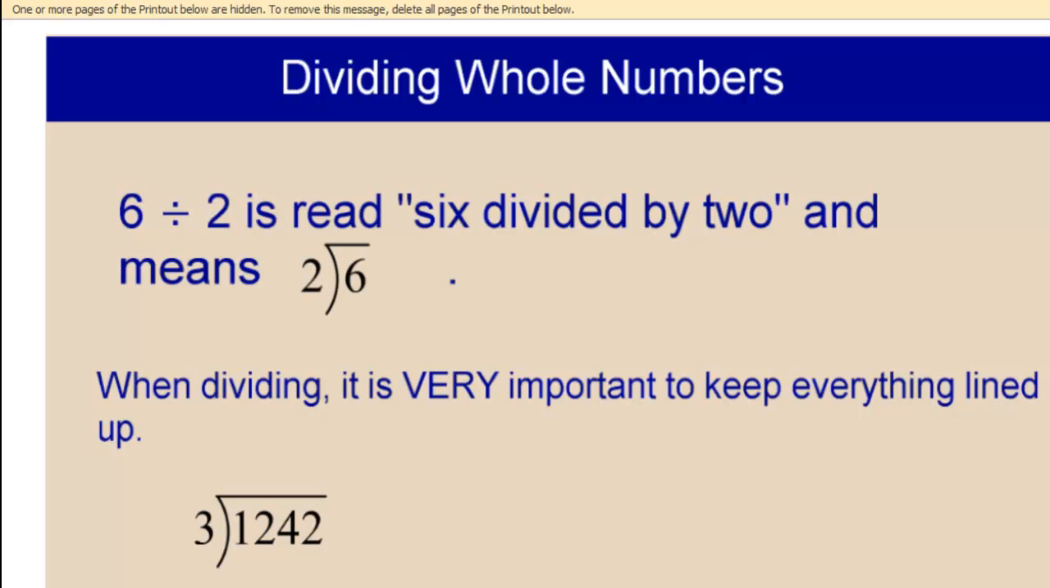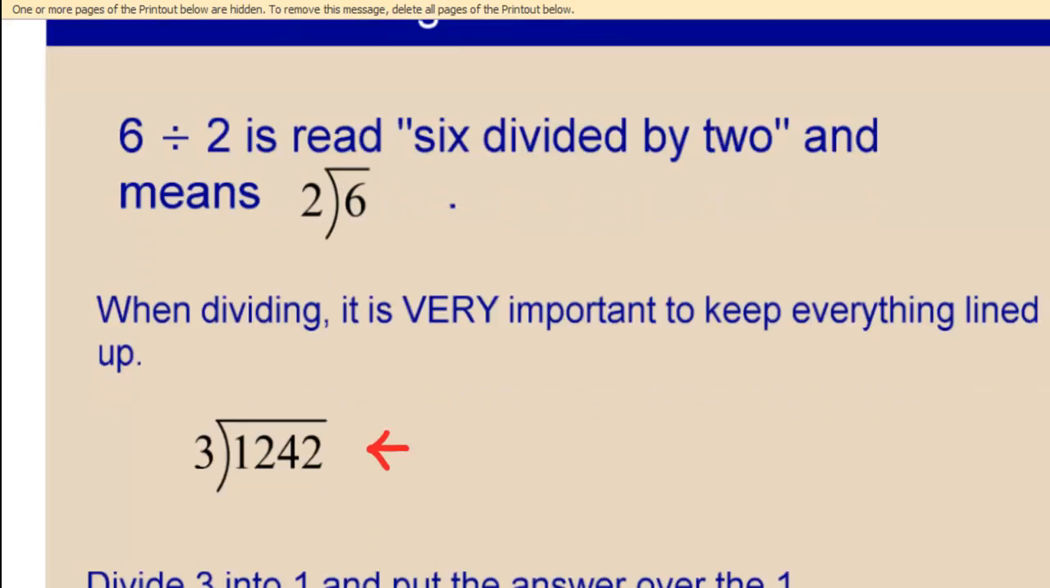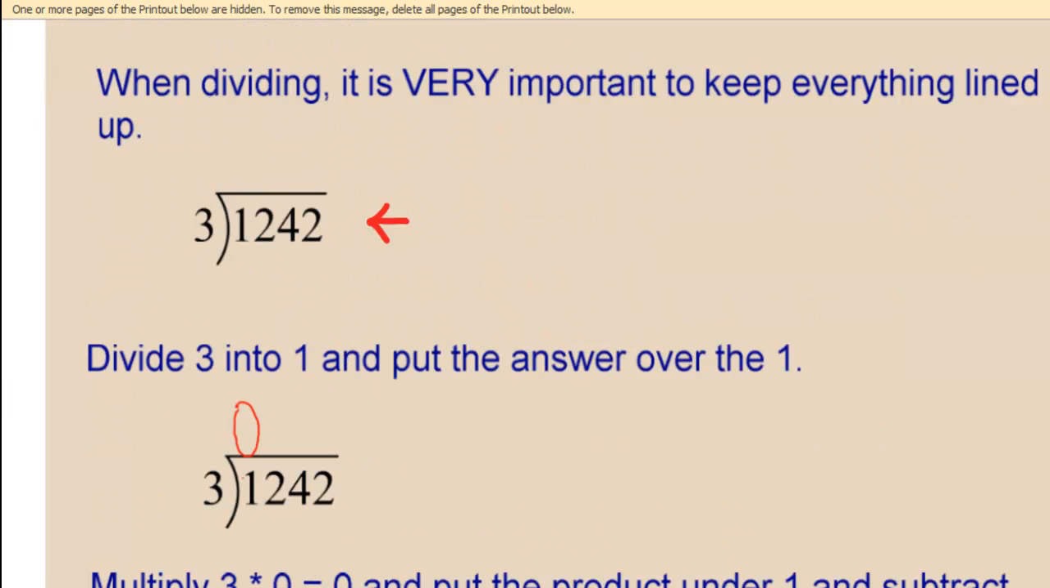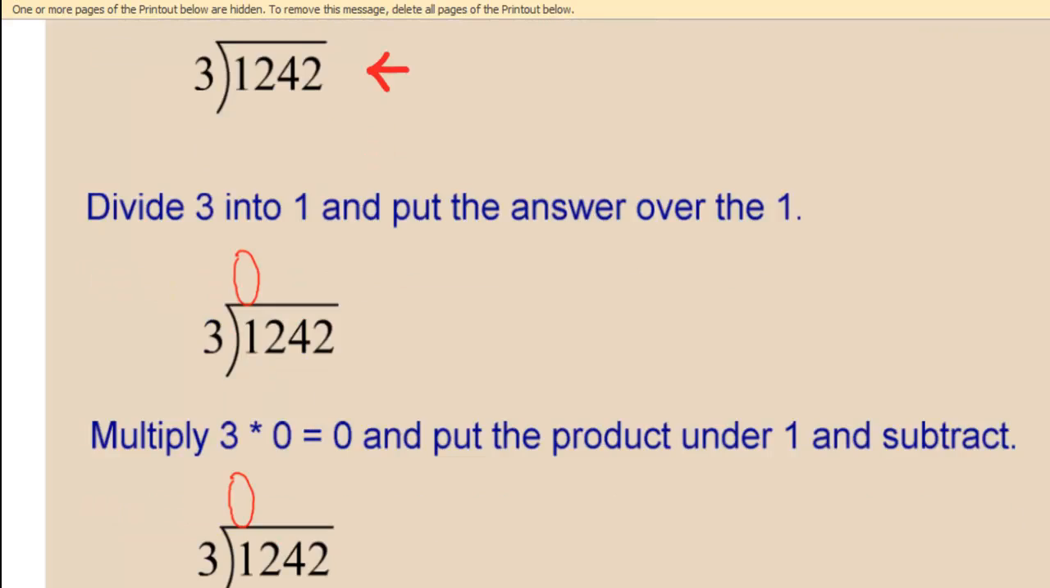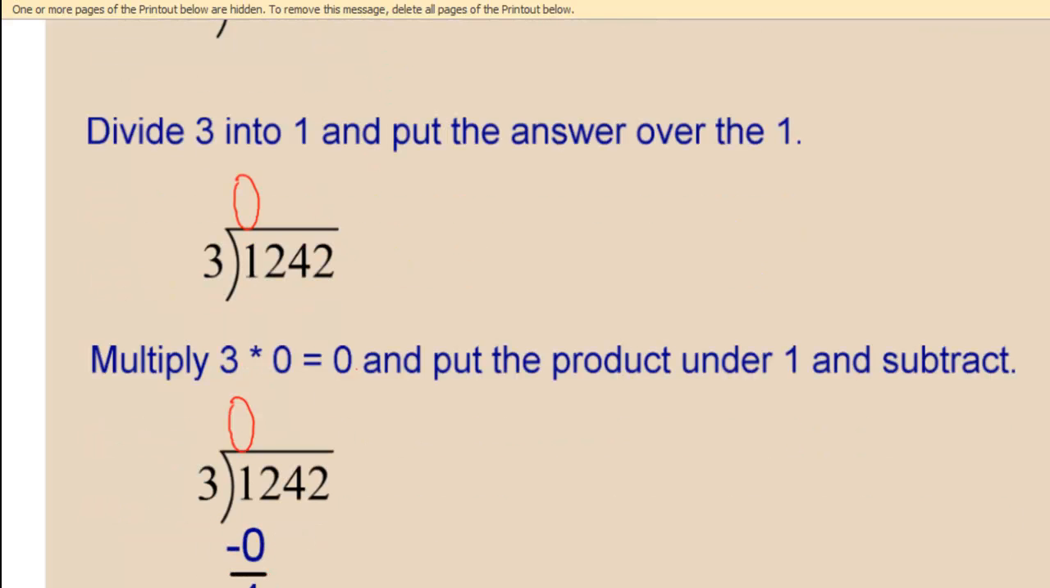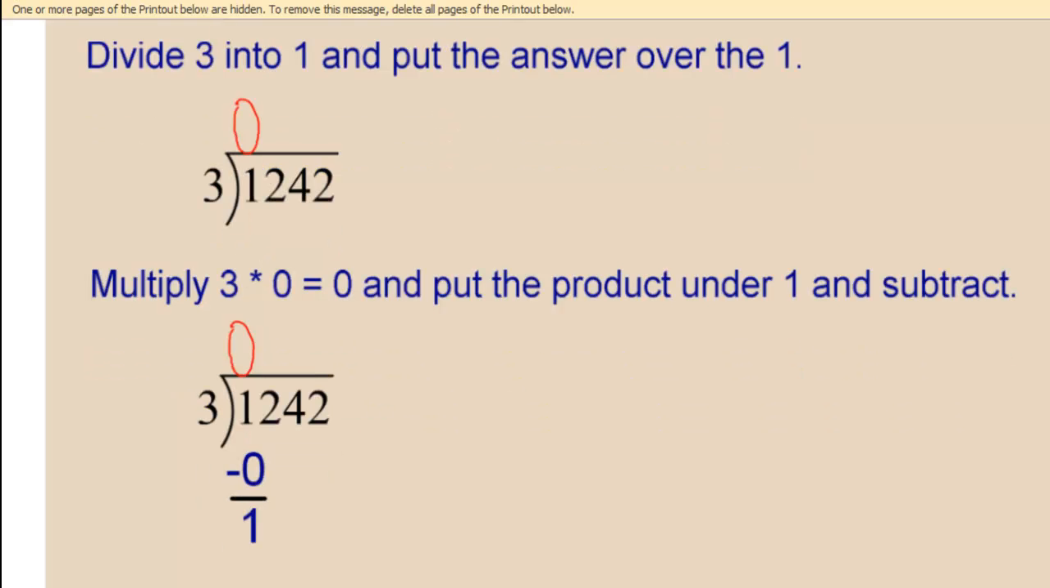So for example, in this problem, we're going to start by dividing 3 into 1,242. So I start by dividing 3 into 1. Well, 3 will not go into 1. So I'm going to need to put a 0 over the 1. So I'm keeping that 0 lined up over the 1. And then I'm going to multiply. 3 times 0 is 0. And that's what I subtract from the 1. And that gives me a remainder of 1.